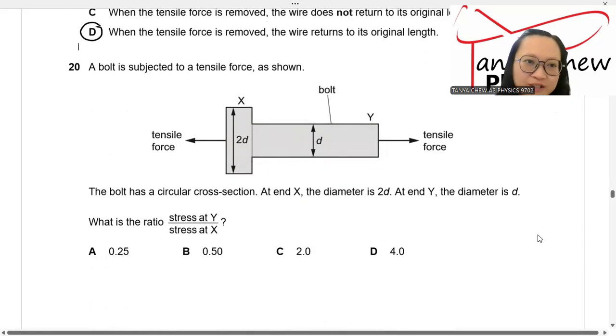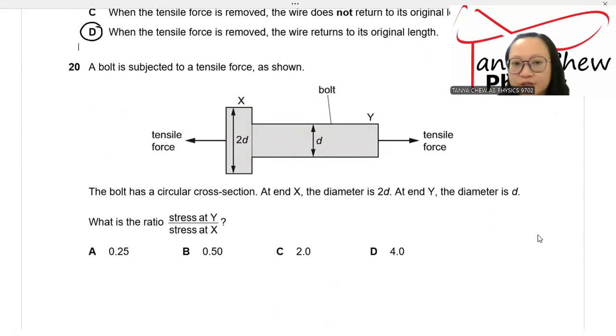Now, question number 20. A bolt is subjected to a tensile force as shown. The bolt has a circular cross-section. At NX, the diameter is 2D. At NY, the diameter is D. What is the ratio of stress at Y to the stress at X?